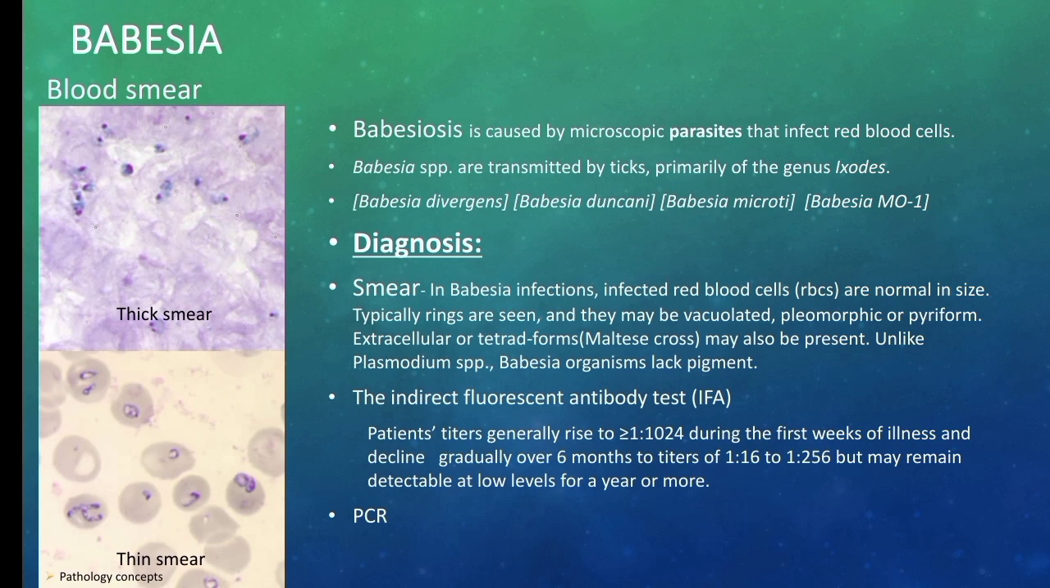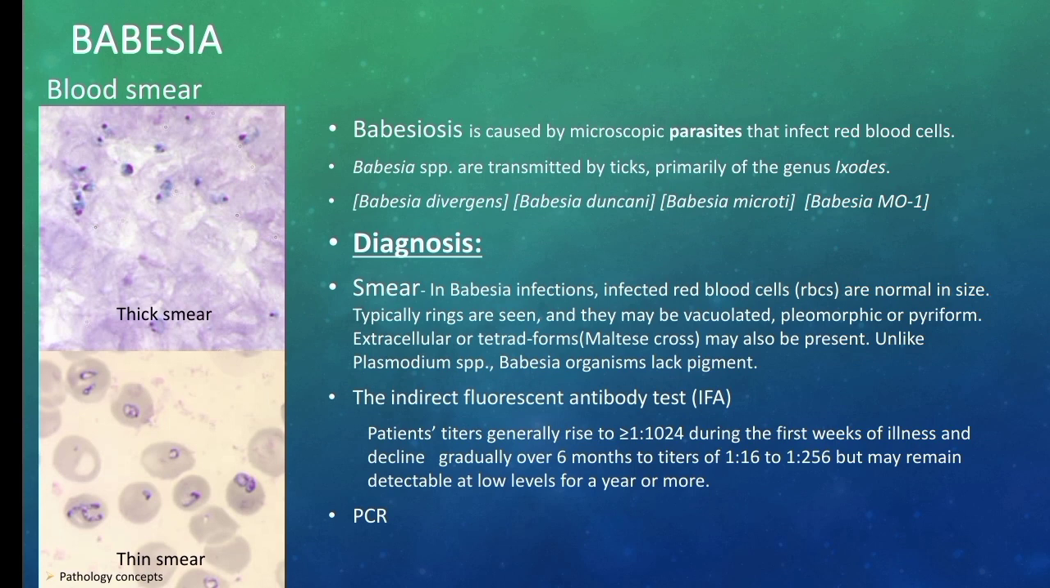The diagnosis of infection is done by smear examination. In Babesia infection, infected RBCs are normal in size and typically rings are seen on the peripheral blood smear. They may be vacuolated, pleomorphic or pyriform. Extracellular or tetrad forms may also be present. The tetrad forms are also called the Maltese cross pattern.